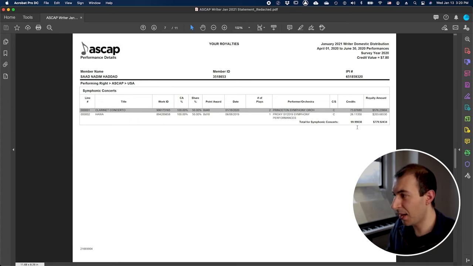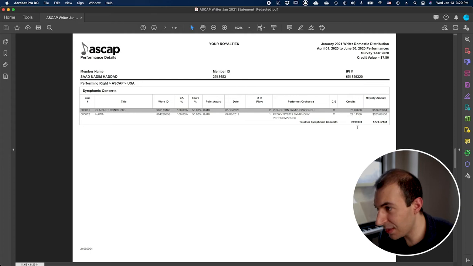26 credits, which amounted to $203.68. So again, not complaining, but this is the money that came in for that performance. Again, June 8, 2019. This is out of the April 1, 2020 to June 30, 2020 performances. So there was something going on with this particular ASCAP distribution, which is quite a mystery, but here it is at least that we can all see together.